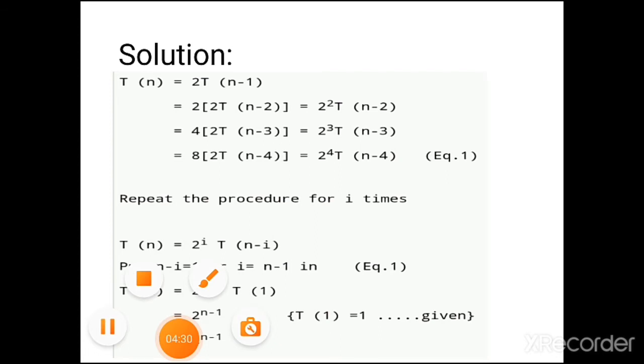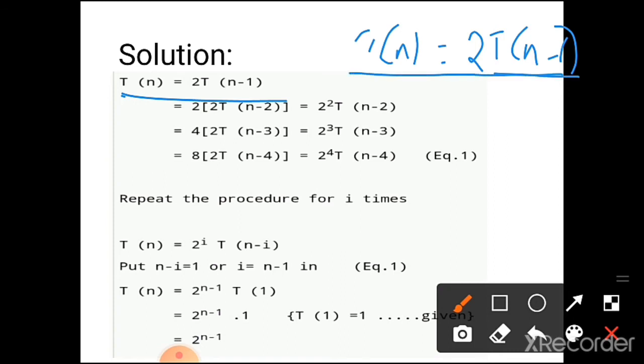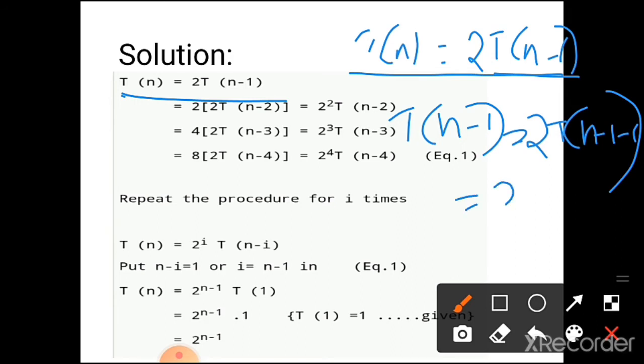Here, first we write the equation t of n is equal to 2t(n minus 1). So our equation is t of n equal to 2t(n minus 1). The next step is to substitute what t(n minus 1) is. Wherever n appears, we substitute n minus 1. Then t(n minus 1) becomes 2t(n minus 1 minus 1), that is 2t(n minus 2).